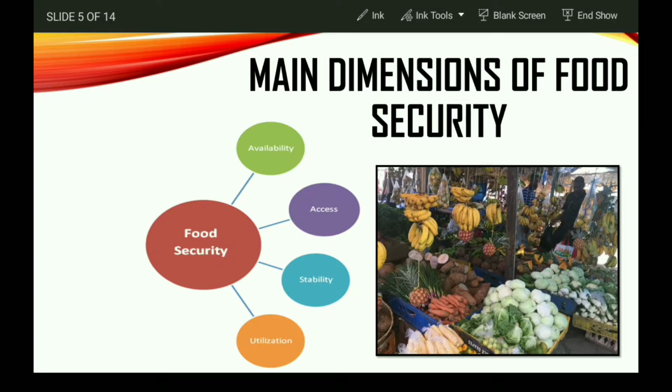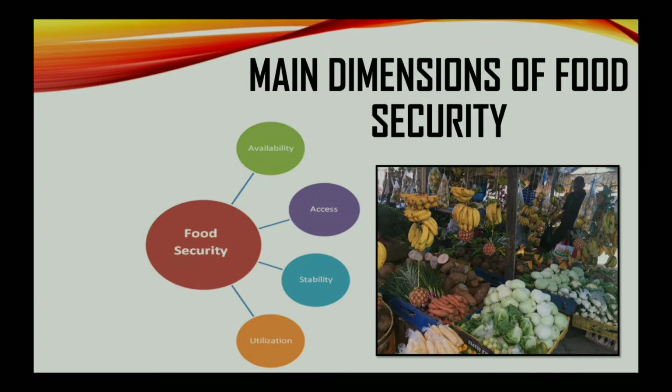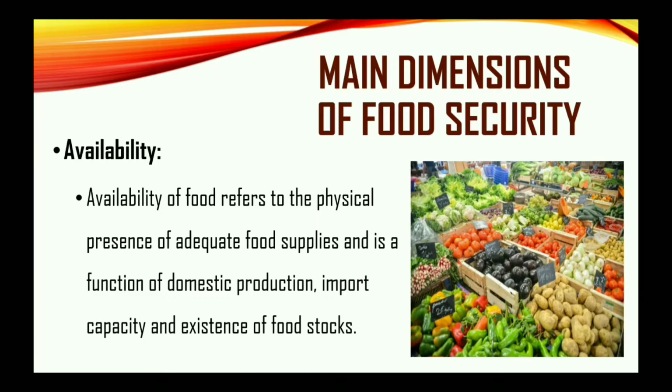Now, let's look at the main dimensions of food security. We have availability, access, stability, and also utilization. Now guys, let us look at them in details. Availability. Availability of food refers to the physical presence of adequate food supplies and is a function of domestic production, import capacity, and also existence of food stocks.